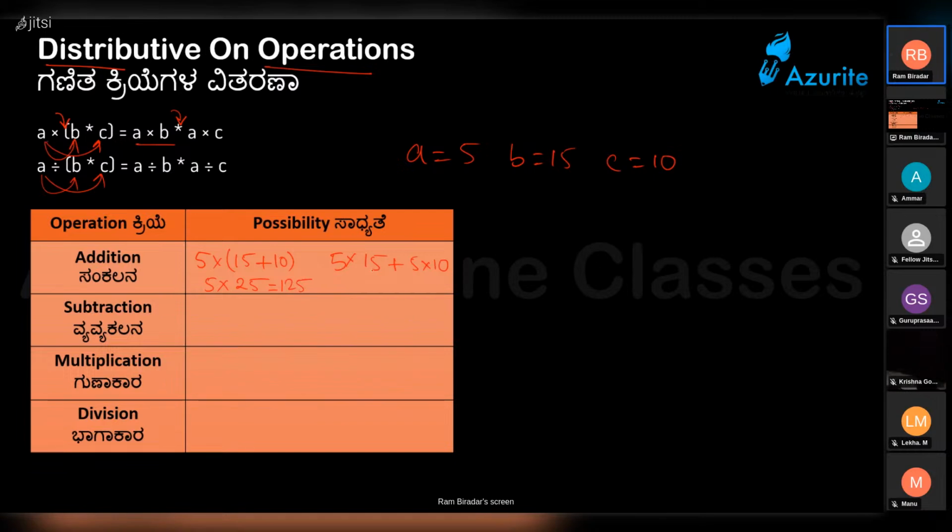Now let's multiply the other side. 5 into 15 is how much? Yes, it is 75. That is 5 times 15 is 75, plus 5 into 10. So how much will it be? 50. So 75 plus 50 is what? What is the answer? Yes, it will be 125, right? So 5 plus 0 is 5, then 5 plus 7 is 12. So 125 will be the answer. So here also 125 and here also 125. So what can we say? It will be equal, right?